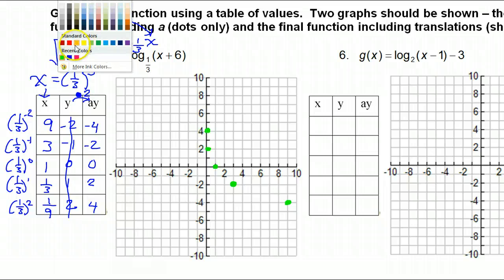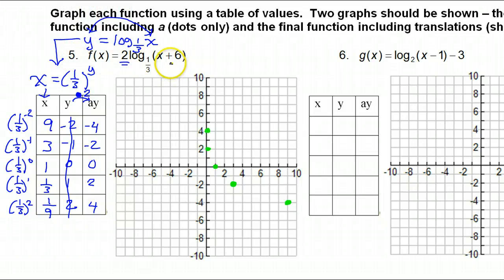But now we'll do the shift for the final answer. Now this +6 means that we're going to be moving left 6. And that's the only shift. So left 6, I'll take each one of these points and move left 6. So that'll be here, and then this will be here. 1, 2, 3, 4, 5, 6. I've moved every single point left 6. So these blue points are the real points that I'm about to graph.